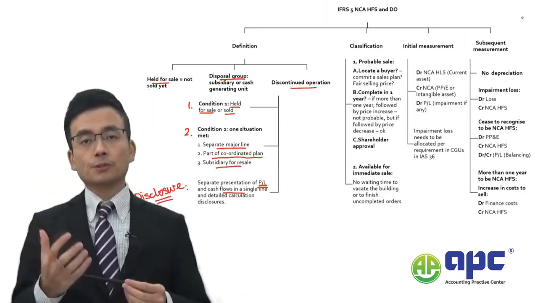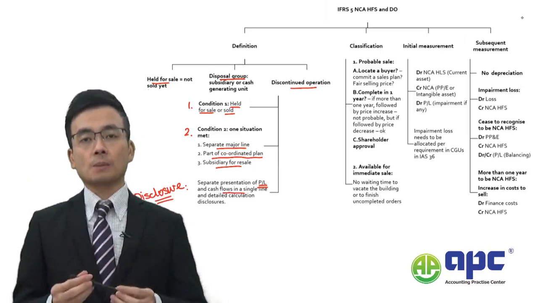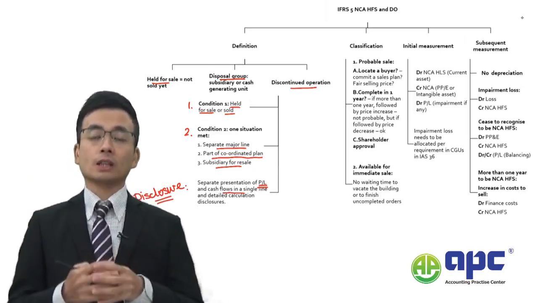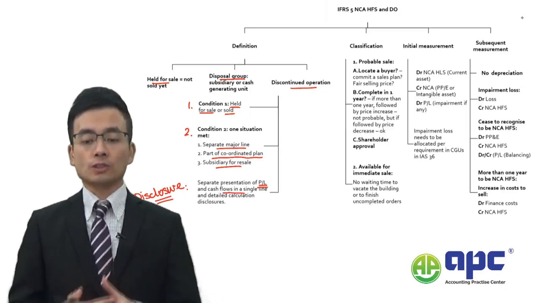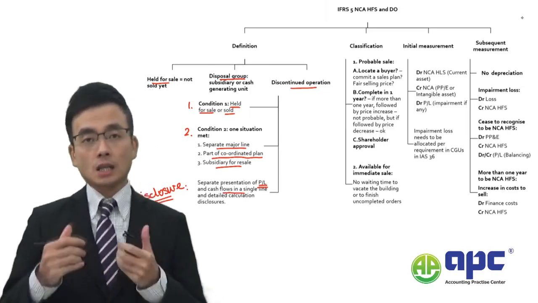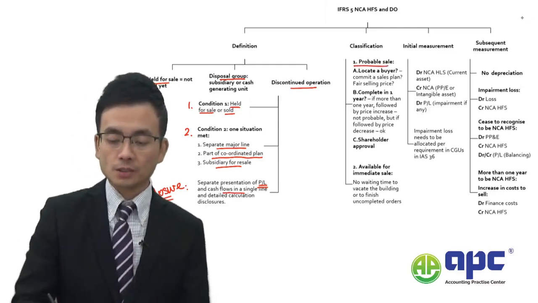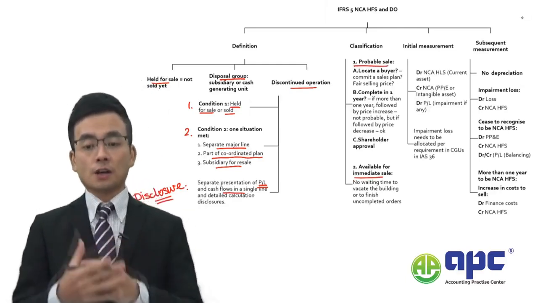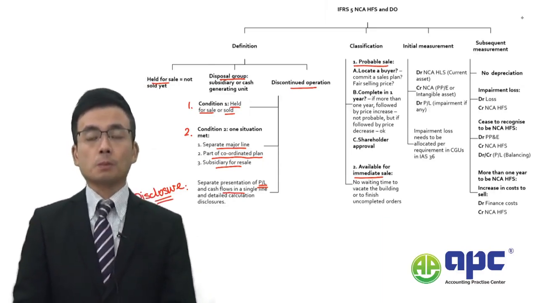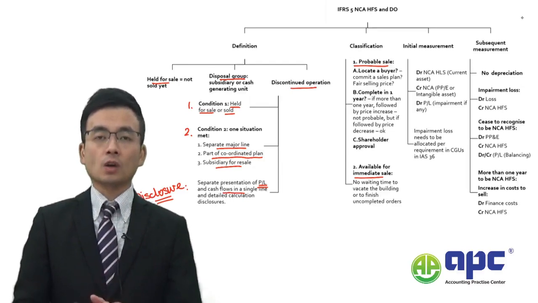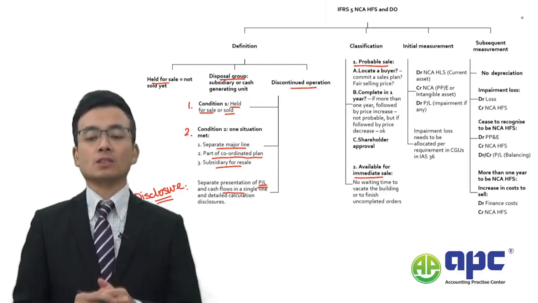But from the exam's point of view, you need to tell the examiner how you can recognize or identify that this will be a non-current asset held for sale. The initial classification will really depend on these 2 criteria. First of all, whether or not it's probable that it can complete the sale, and secondly, whether or not it's available for immediate sale.